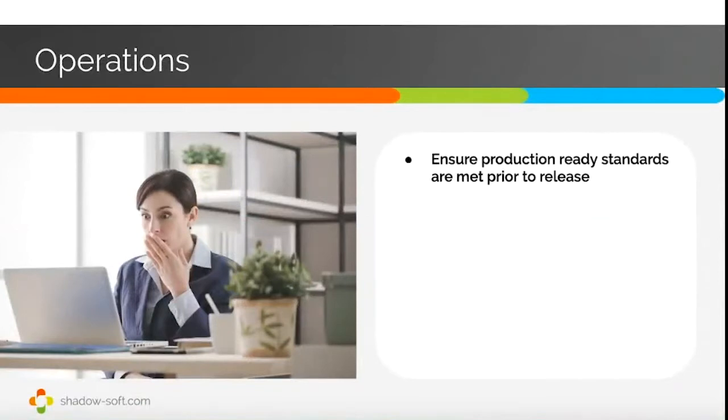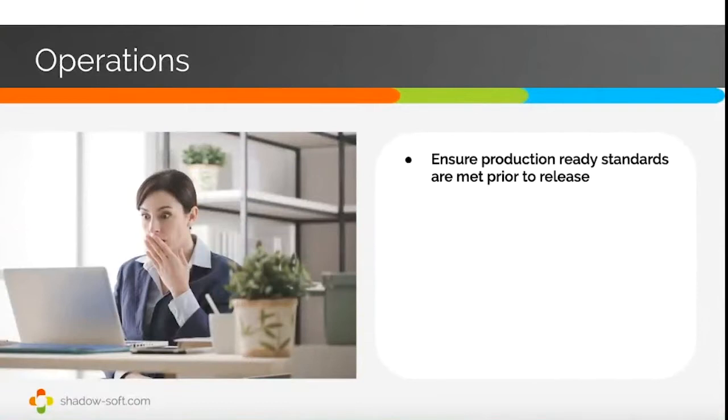Operations. Operations is at the tail end of the DevOps model. And traditionally, ops has been subject to getting stuff way later. When I ran a QA team, QA would be upset because they'd get code way too late. Operations gets it even later than QA.